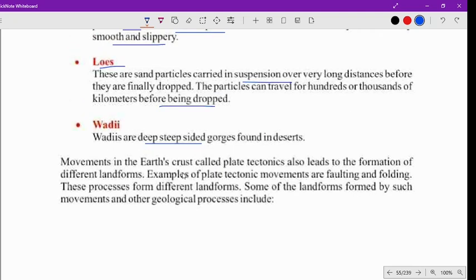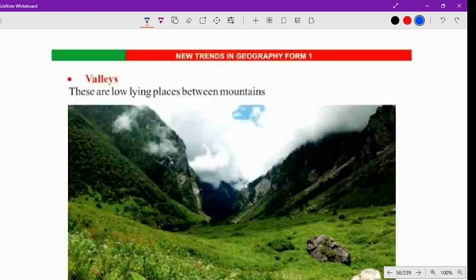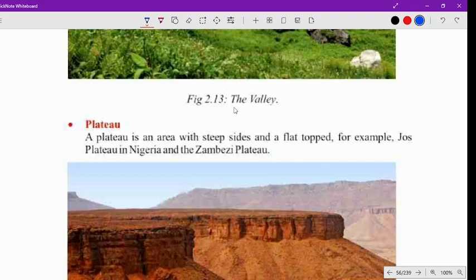The movements in the Earth's crust called plate tectonics also lead to the formation of different landforms. Examples of plate tectonic movement are folding and faulting. These processes form different landforms. Some of the landforms formed by such movements and other geographical processes include valleys. Valleys are low-lying places between mountains.